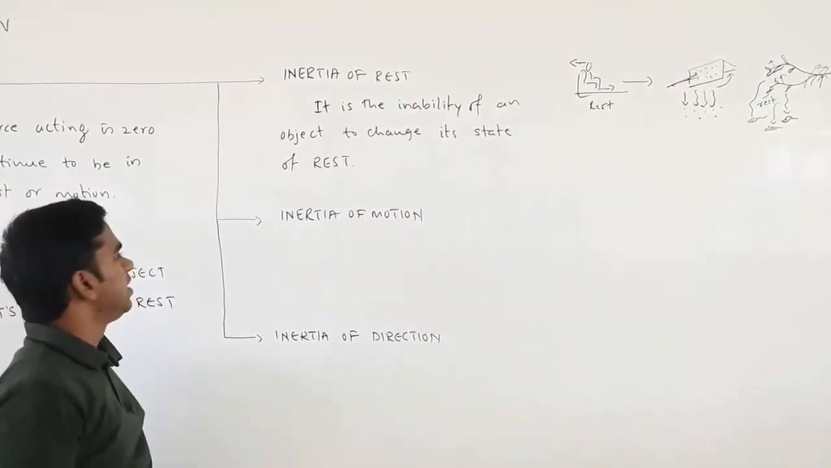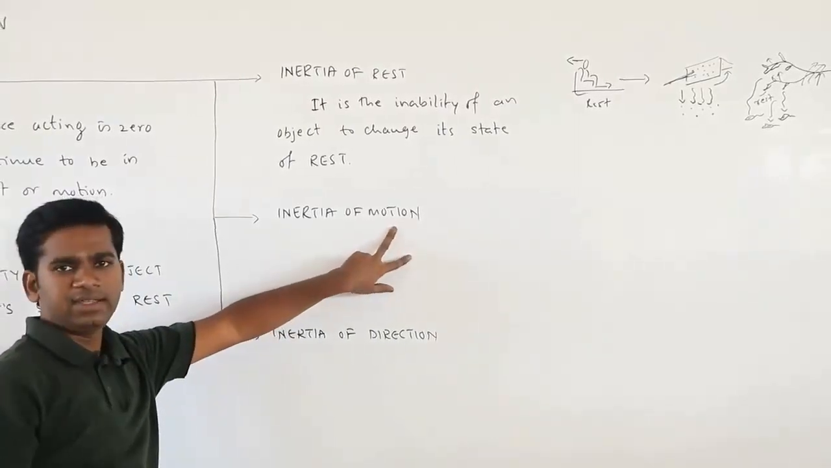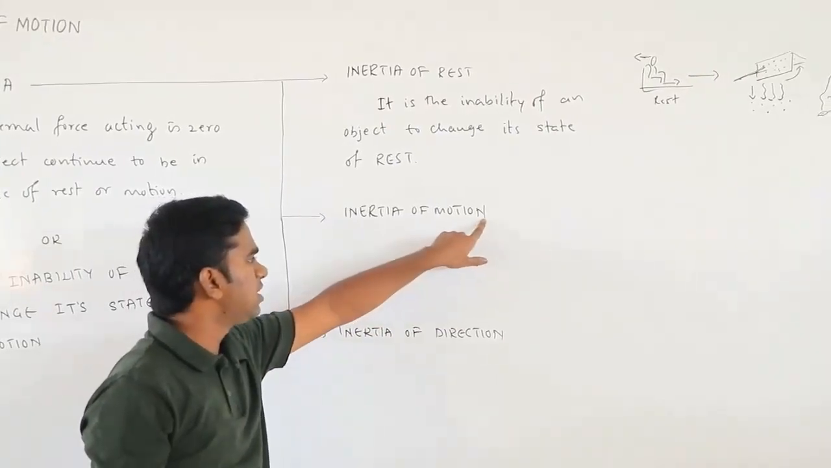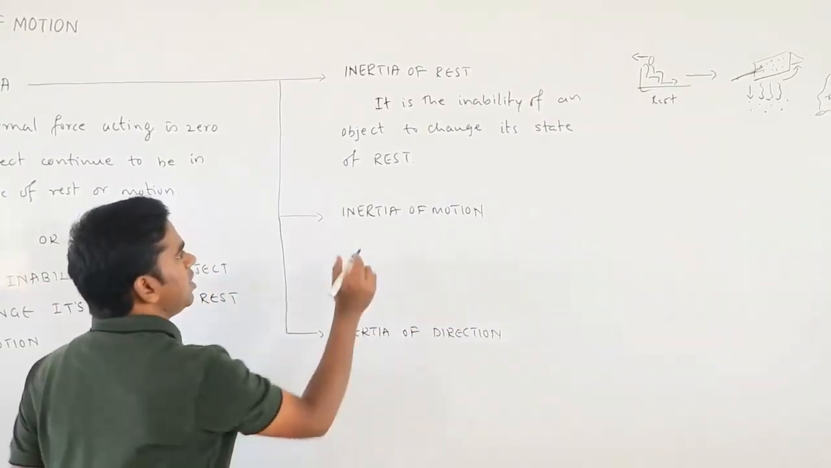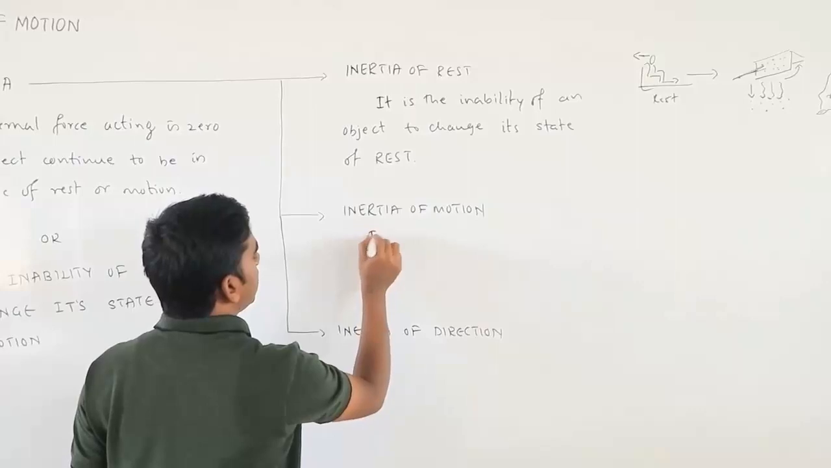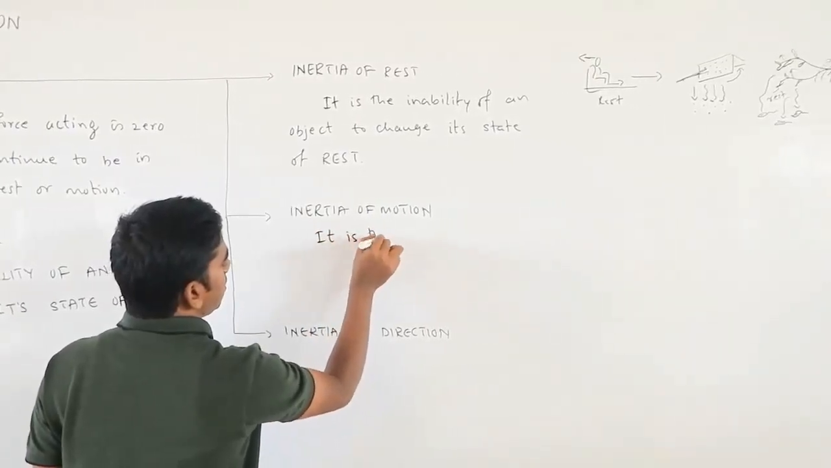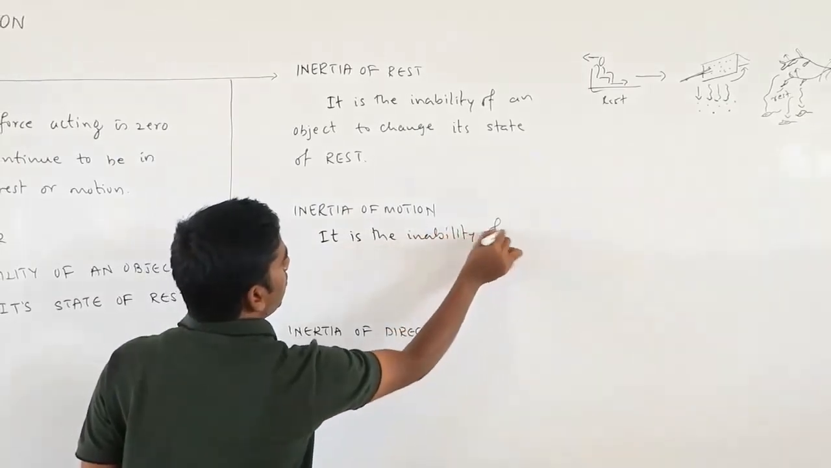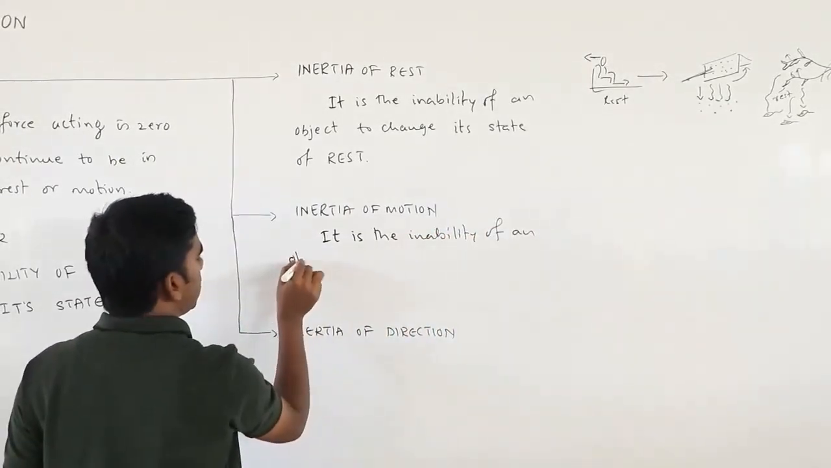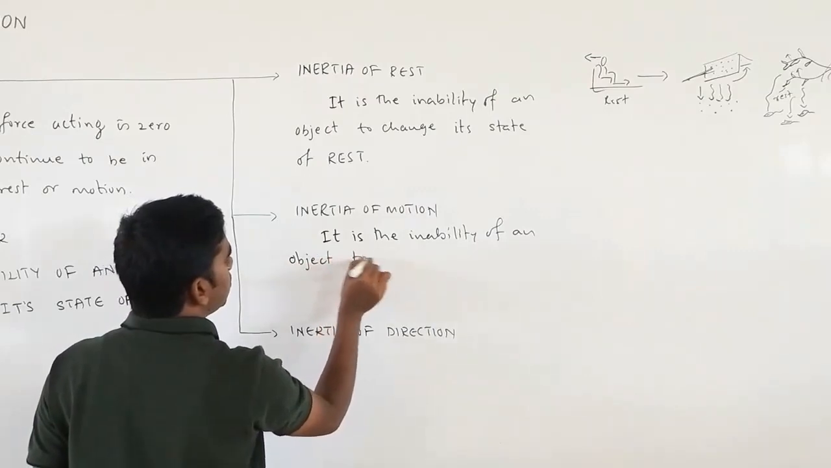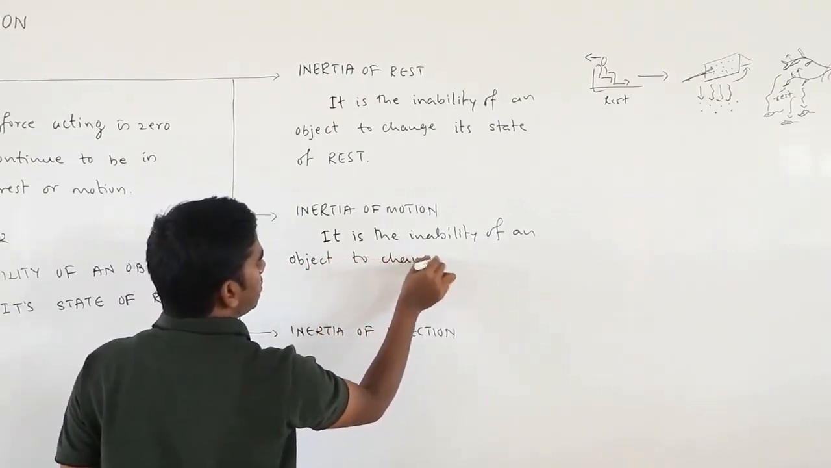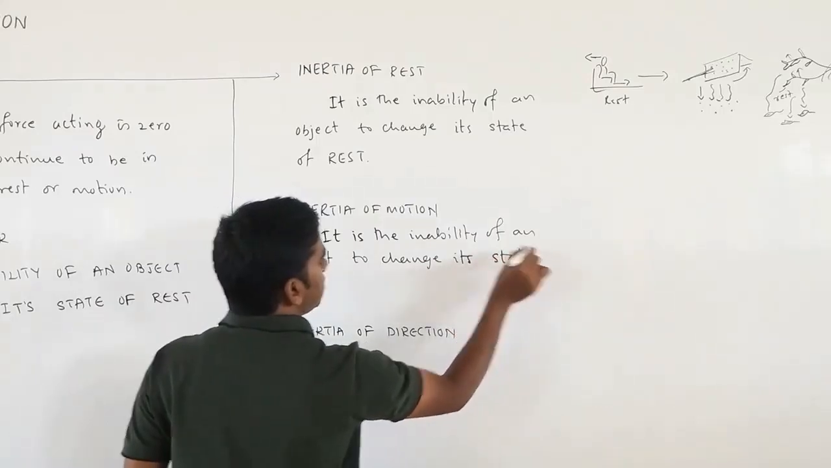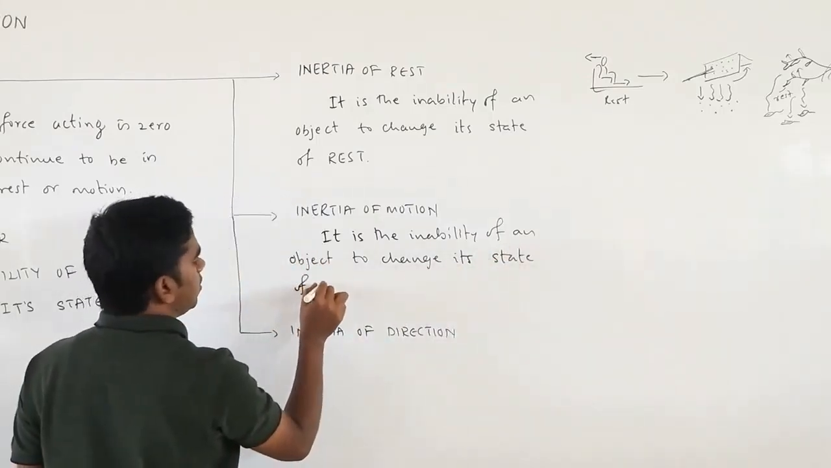So similarly, inertia of motion, as the name suggests, is the inability of an object to change its state of motion.